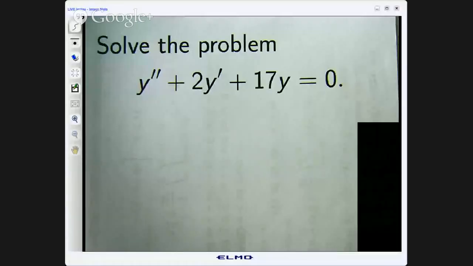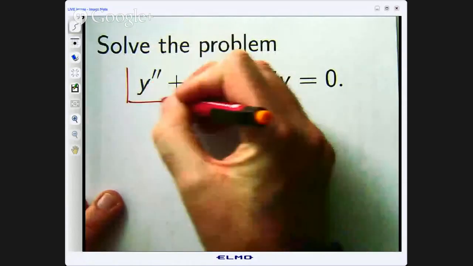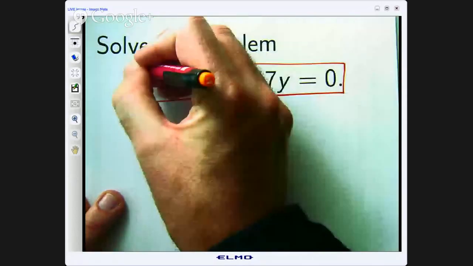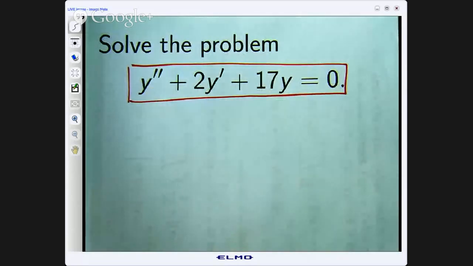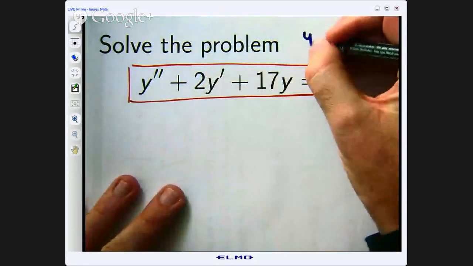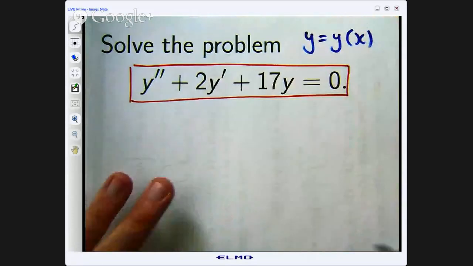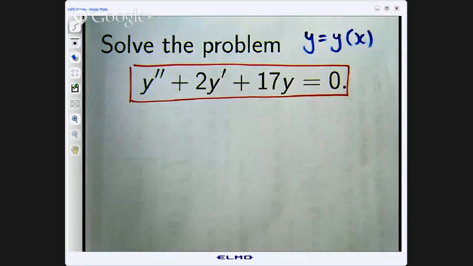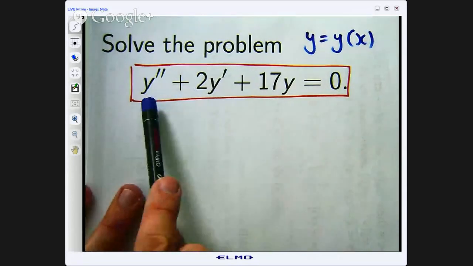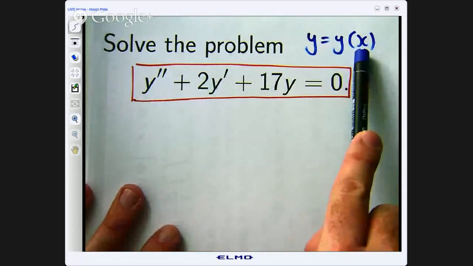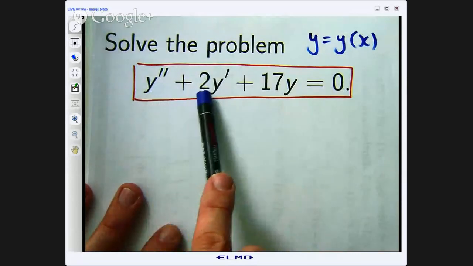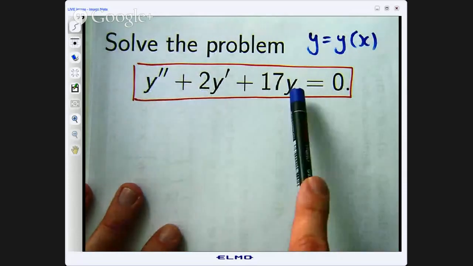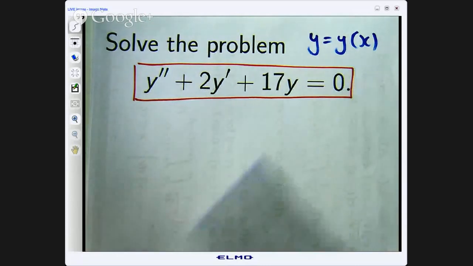Now, let me just repeat that. We're solving a differential equation without any calculus, okay? All right. So here's the problem I'm going to step you through. This equation features the derivatives of an unknown function y. If y is, say, a function of x, then the dashes mean derivative with respect to x. So what we're trying to do is find a function y that depends on x, whose second derivative plus 2 times its first derivative plus 17 times the function all cancels out to give 0.